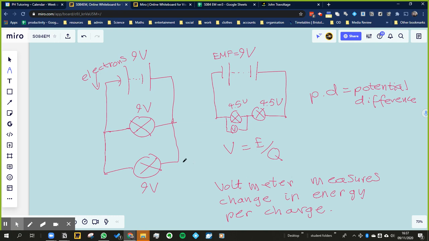So in other words, just to summarize, the voltage is the same in parallel, and they add up to the original in series. So voltage is equal in parallel, and in series we say V total, or VT, is equal to V1 plus V2.